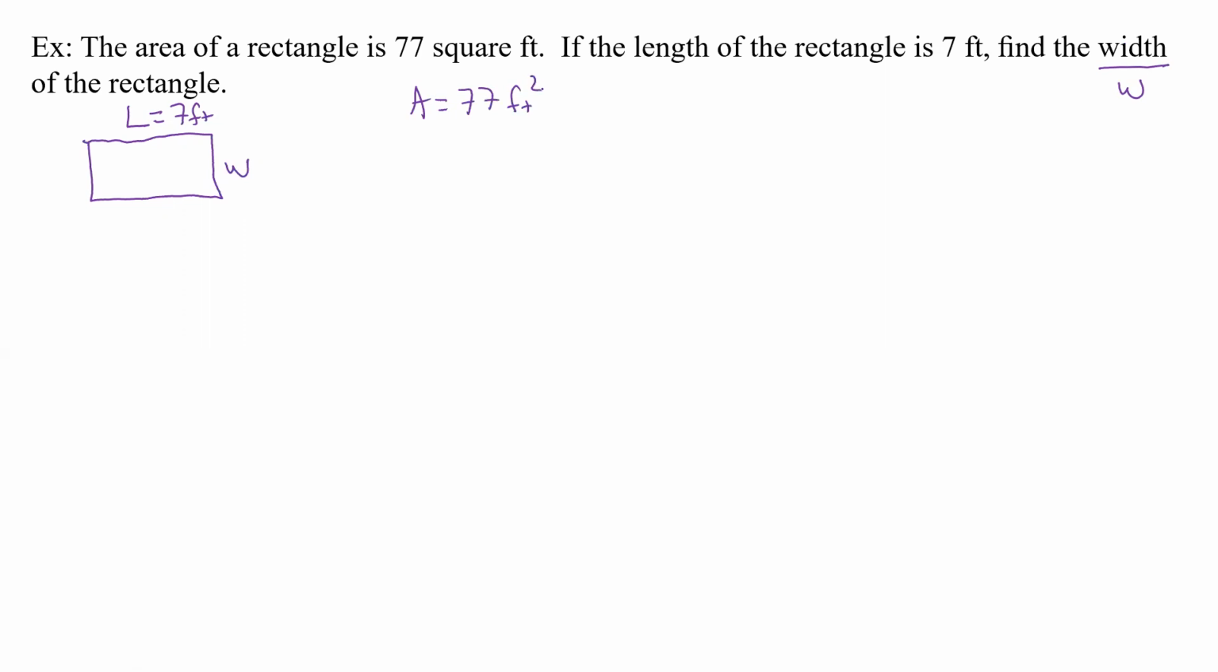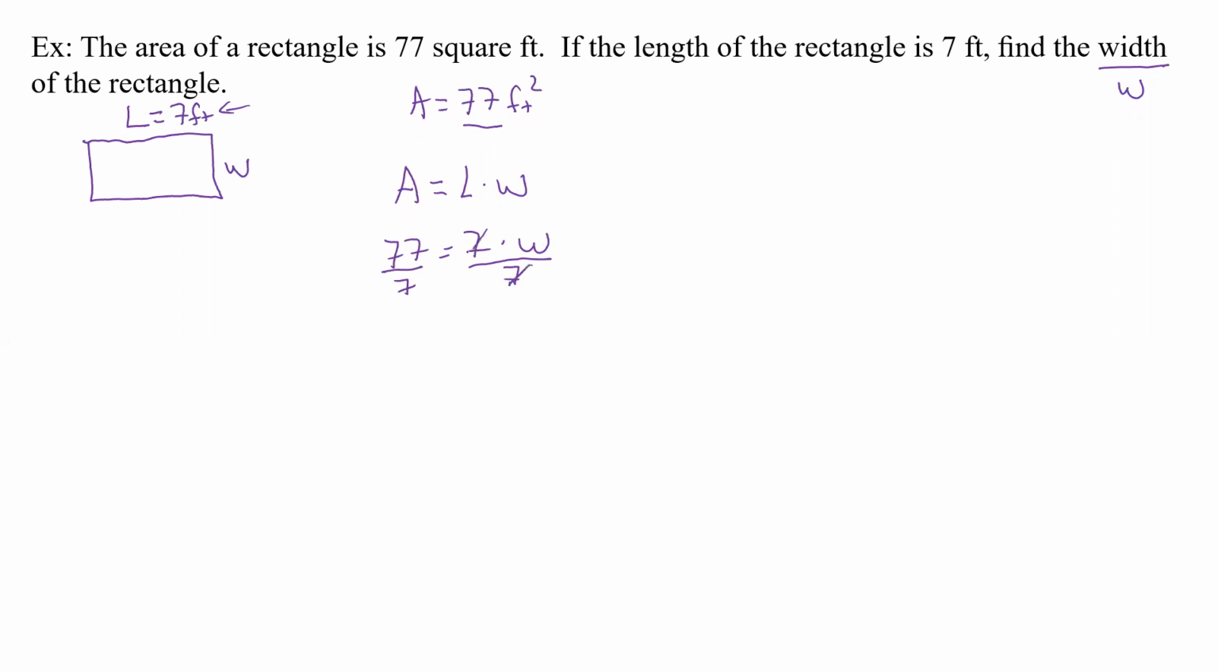Okay. Well, again, what did we know about area of a rectangle? Was just length times width. So now we just plug in what we know. Area is 77, length is 7, so 77 equals 7 times W. And now we have our equation that we have to actually solve. And so if we look at our variable W, well, it's multiplied here, so to get rid of that multiplication, we have to do a division.